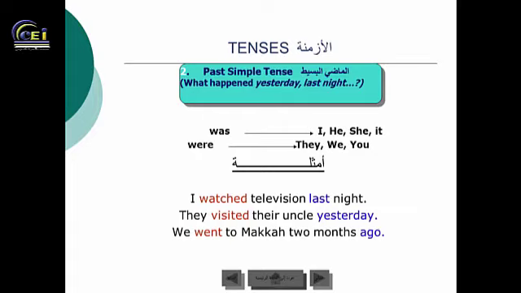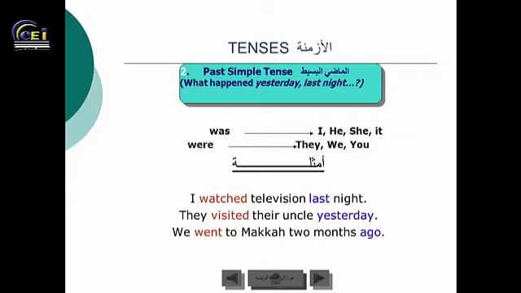Second sentence: they visited their uncle yesterday. This sentence is in the past simple because visit becomes visited, past. And yesterday is the key word in the past simple.